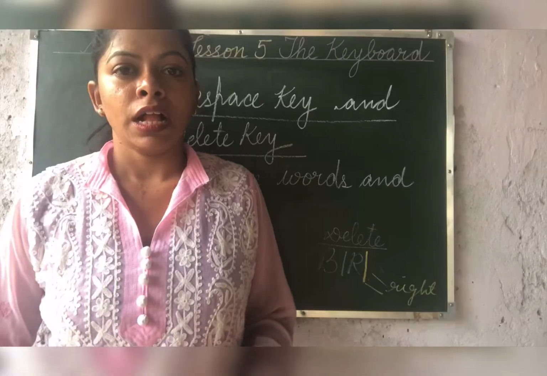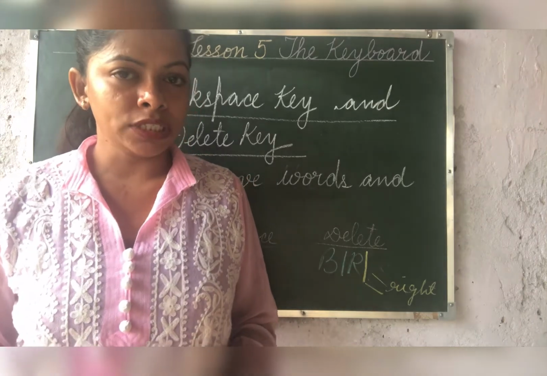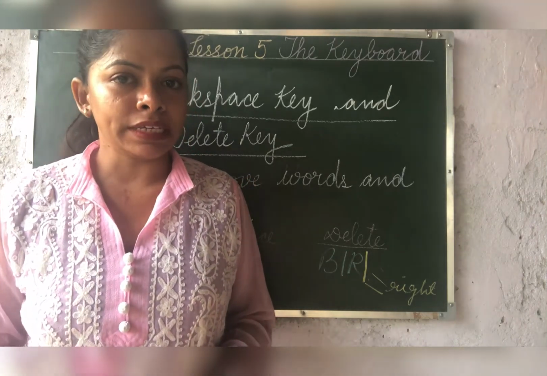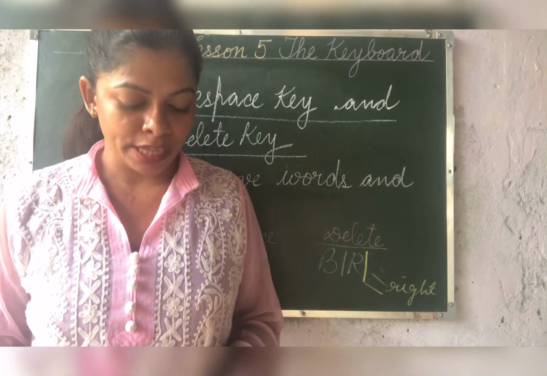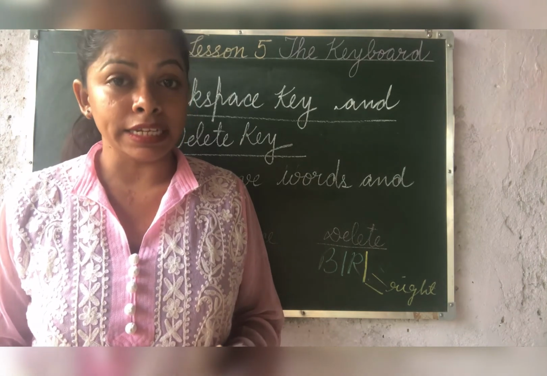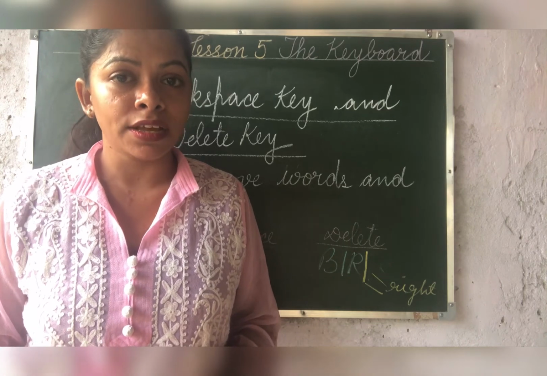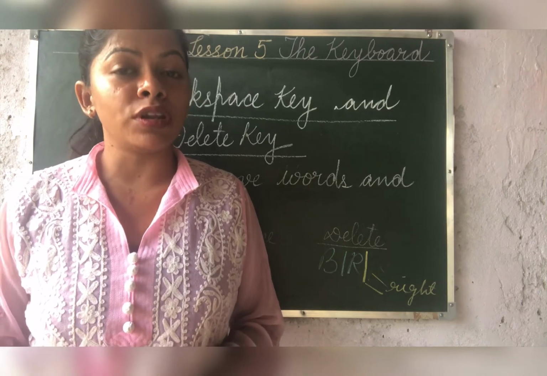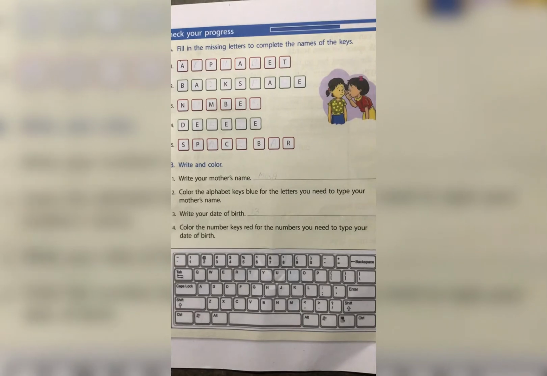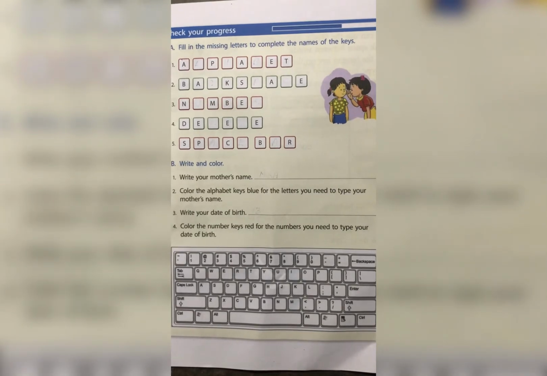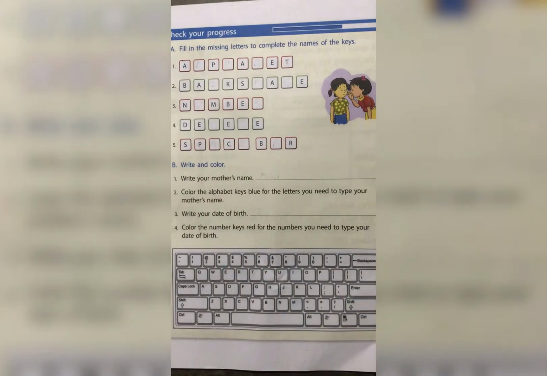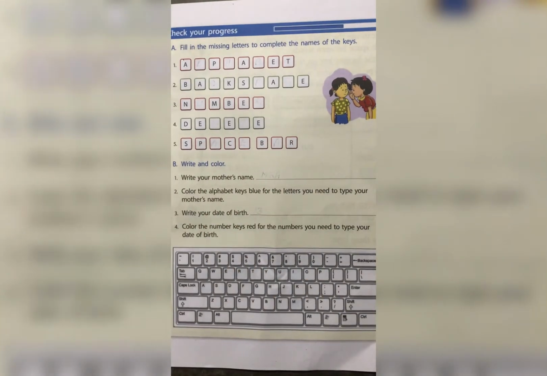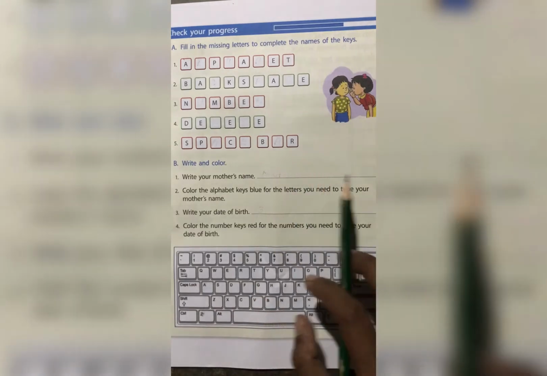Okay children, now we have studied about alphabet keys, number keys, space bar key, enter key, arrow keys, backspace key and delete key. Children, learn the spellings. Okay, this is very important. You have to learn with the spellings. Now children, let us do the exercise that is given on page number 39. Fill in the missing letters to complete the names of the keys. You have to fill the letters and complete the names.